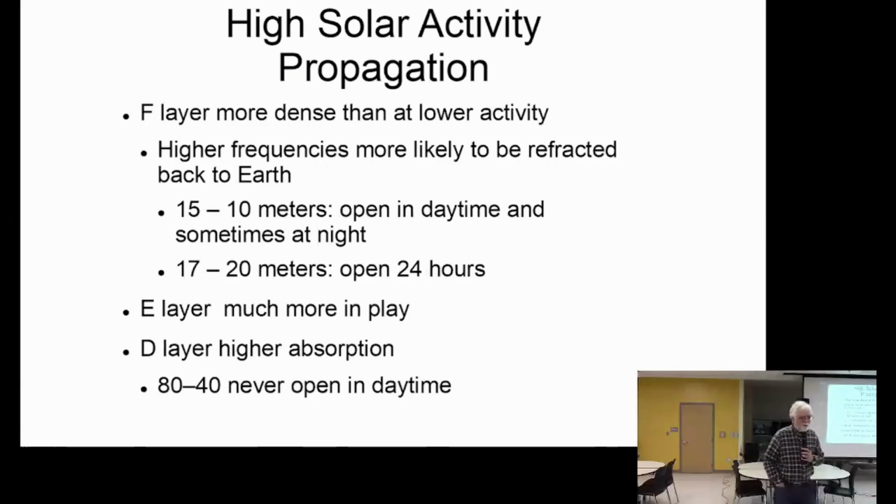17 and 20 meters are open 24 hours. The E layer is much more in play, and the D layer has higher absorption. And so 80 and 40 are never open in the daytime, and you may notice that now. You get local contacts on 40 meters. During the Virginia QSO party, here in Northern Virginia, we could talk to people in Southern Virginia, but you're not going to go much further than that. And if you're going more than West Virginia, North Carolina, Maryland, and Delaware, you had to go to the higher frequencies in order to get those contacts.